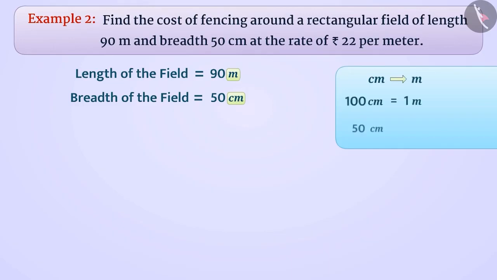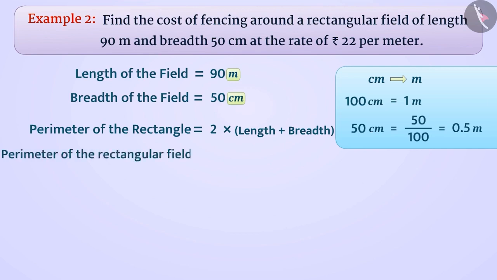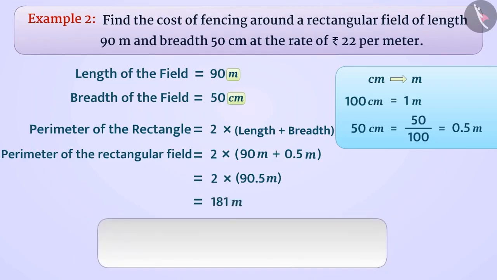We know that 100 centimeters is equal to 1 meter. So 50 centimeters is equal to 50 divided by 100 meter, which is equal to 0.5 meter. Now, in order to find the total cost of building the fence, we need to find the perimeter of the ground. In the previous video, we learned that the perimeter of a rectangle is 2 into length plus breadth. Therefore, the perimeter of the rectangular field is equal to 2 into 90 meter plus 0.5 meter, which is equal to 2 into 90.5 meter, which is equal to 181 meters.